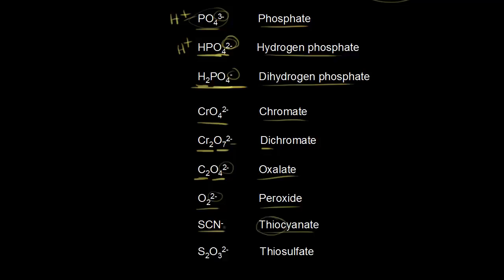So thio, think about sulfur if you see thio there. So for our next one, we have sulfur present again. It's S2O3 2 minus, and this one's called thiosulfate. So you might see a few additional polyatomic ions in your class, but these are the ones that you see most frequently. So make sure to memorize your polyatomic ions.